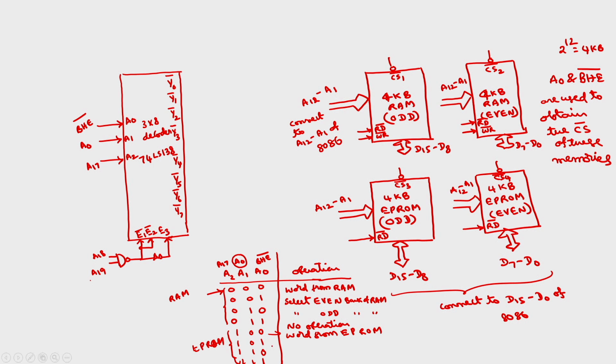Okay. 0 1 means select even bank of EPROM. 1 0 means select odd bank of EPROM, and here no operation.